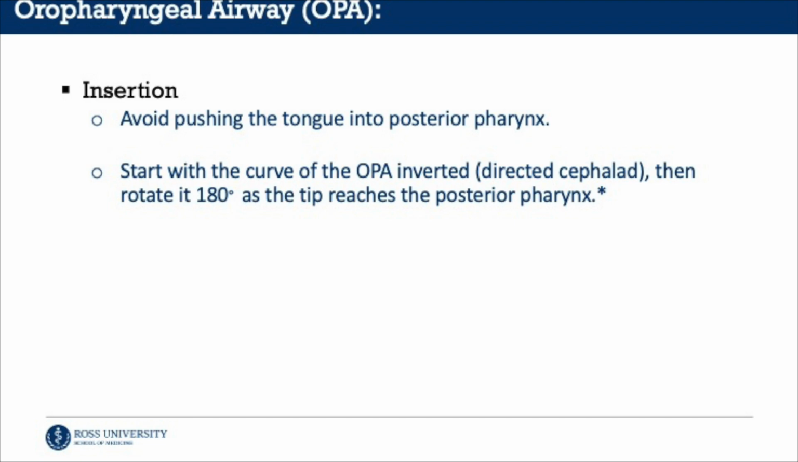Now let's talk about insertion. Try to avoid pushing the tongue into the posterior pharynx. Start with the curve of the OPA inverted, directed cephalad, then rotate it about 180 degrees as the tip reaches the posterior pharynx. Alternatively, a tongue depressor can be used to move the tongue out of the way as the airway device is passed.